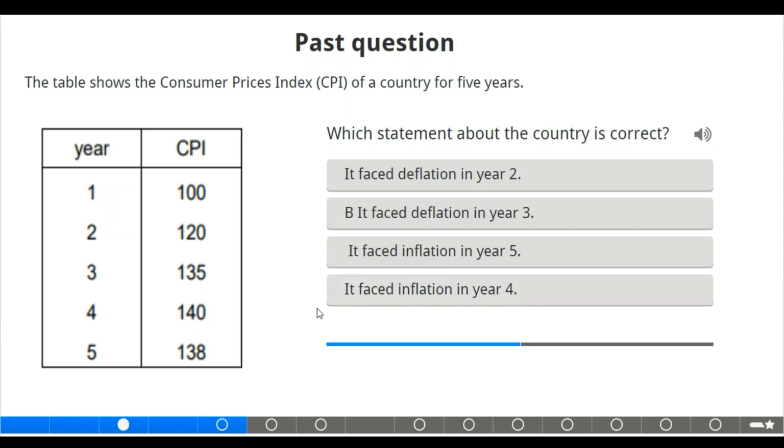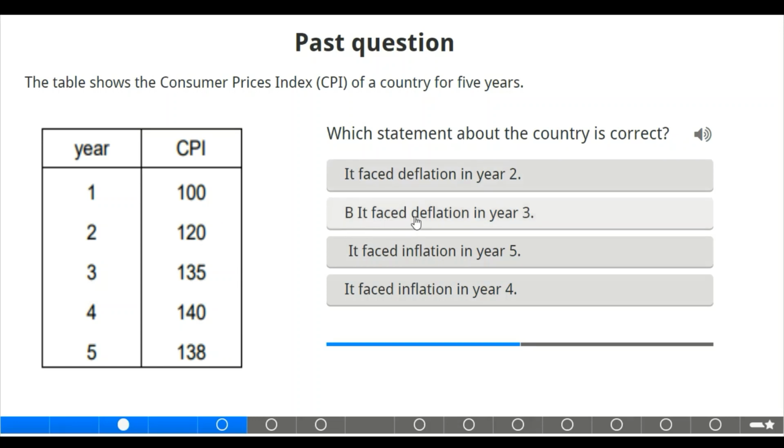Moving to the next slide, we will have one past question related to the consumer price index. The table shows the consumer price index, that is CPI, of the country for 5 years. Which statement about the country is correct? Option 1: it faced deflation in year 2. Let us check. Does this CPI reduce or increase? Of course, it's an increase in the general price level. That should be inflation. So option 1 is out.